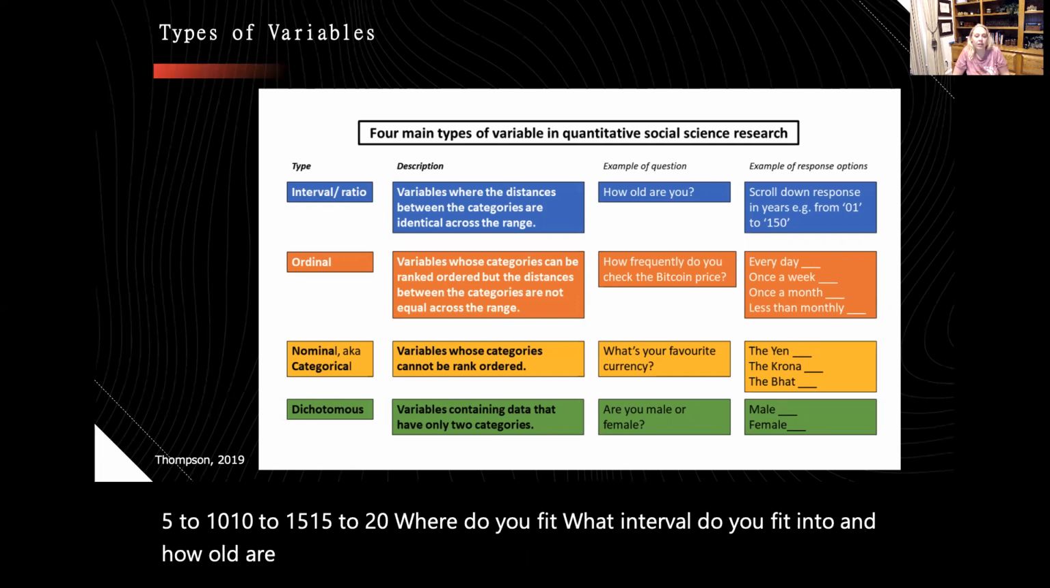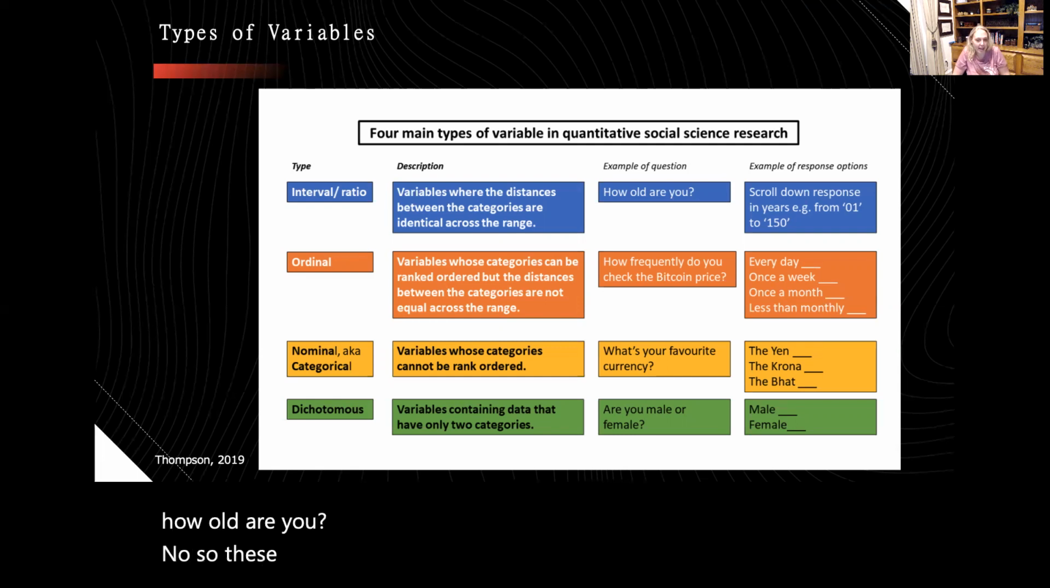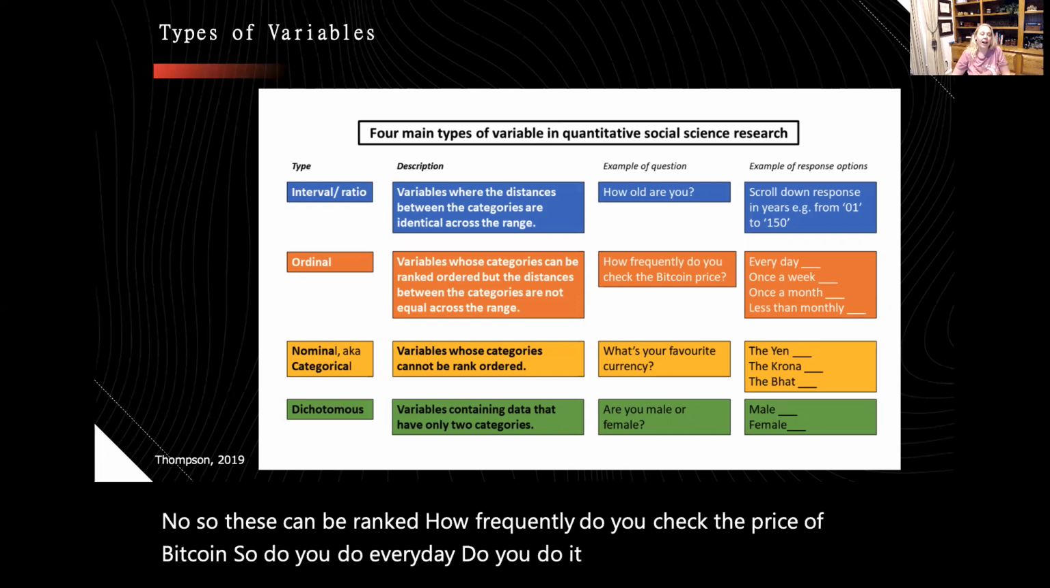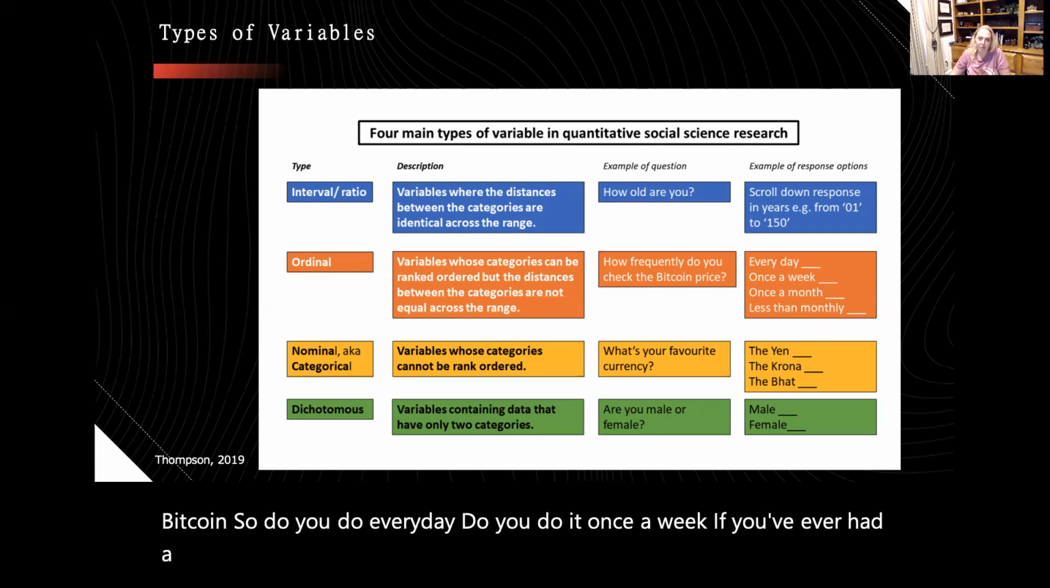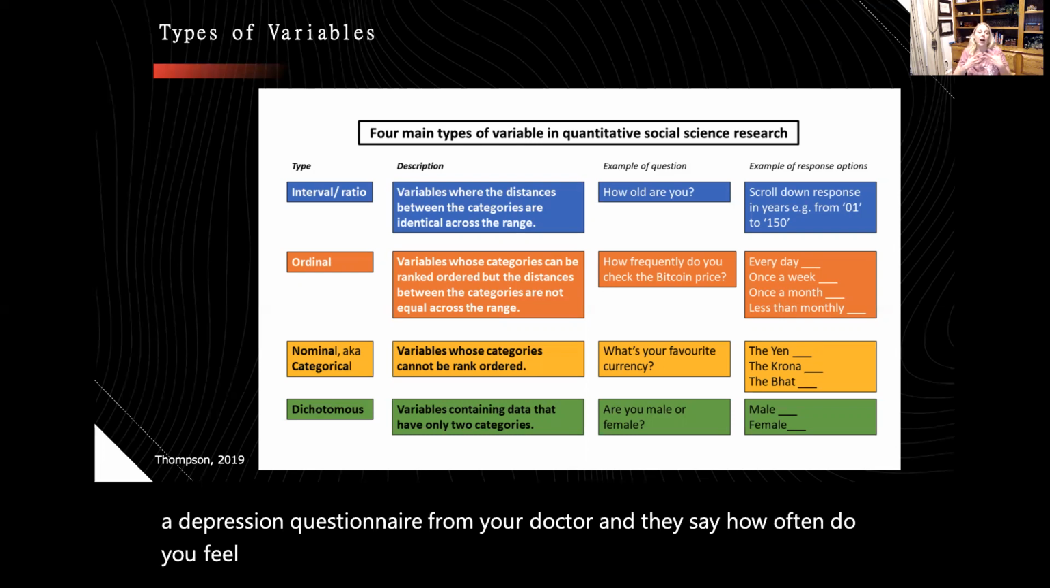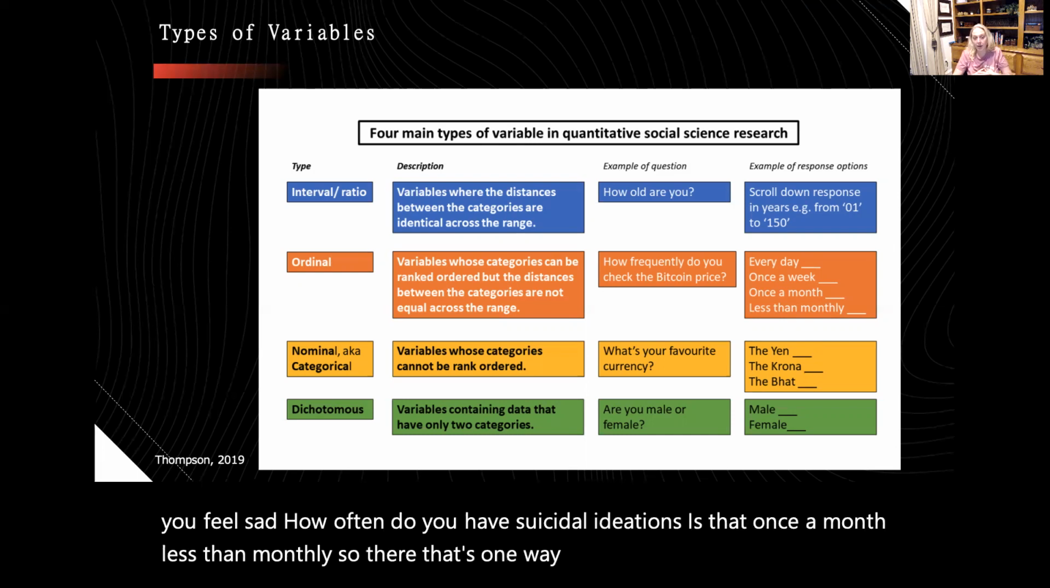Ordinal. So these can be ranked. How frequently do you check the price of Bitcoin? So if you do it every day, if you do it once a week. If you've ever had a depression questionnaire from your doctor and they say, how often do you feel sad? How often do you have suicidal ideation? Once a month, monthly. So that's one way of collecting information.